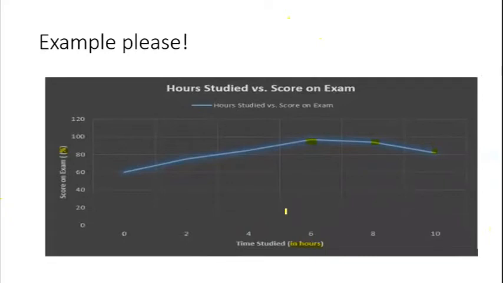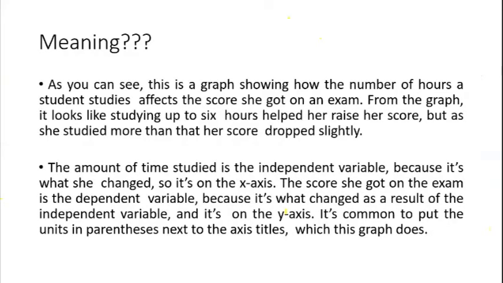So we have here on the next slide the written explanation of that graph. As you can see, this is a graph showing how the number of hours a student studies affects the score she got on an exam. From the graph, it looks like studying up to 6 hours helped her raise her score, but as she studied more than that, her score dropped slightly.